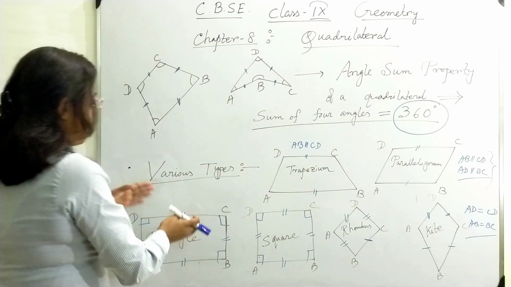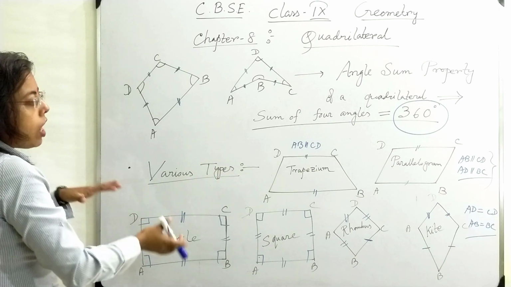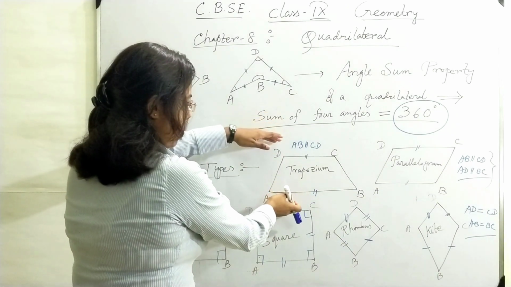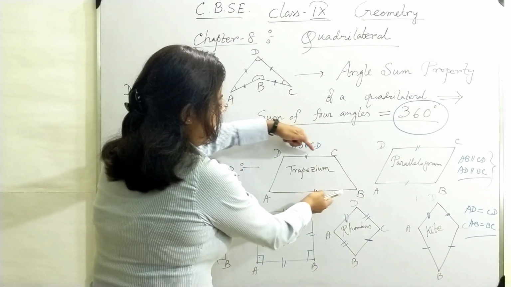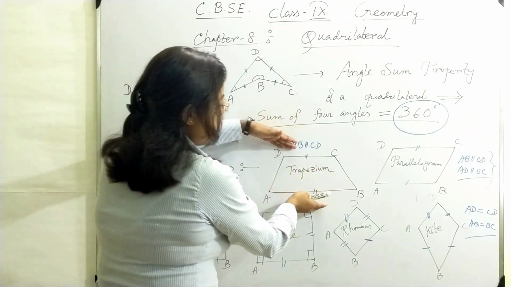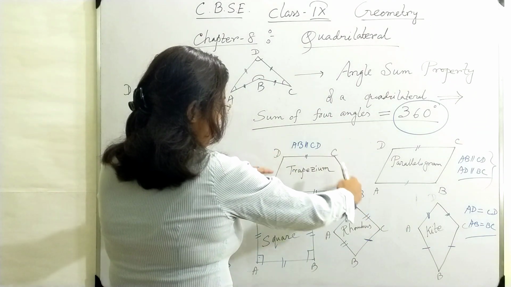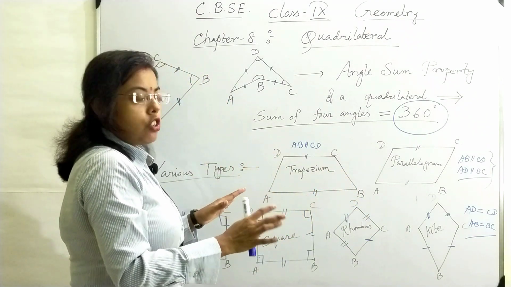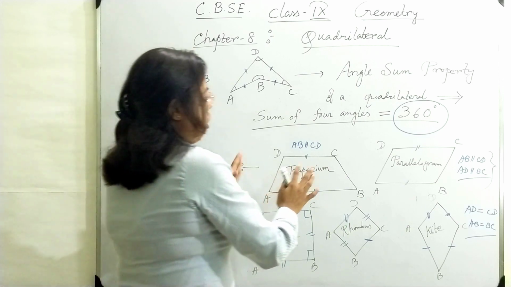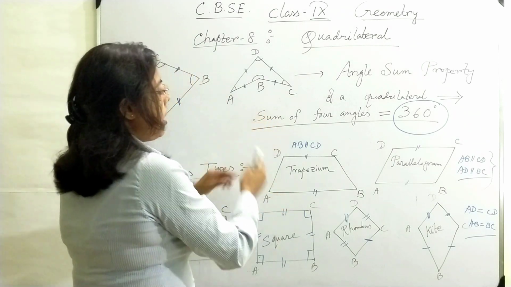Okay, and then come the various types. What are the various types of a quadrilateral? There are so many types. First, I have discussed the trapezium. What it means is that one pair of sides of this geometrical shape must be parallel in nature, and the non-parallel sides are not necessarily equal. They may or may not be equal to each other. This is a trapezium. Okay, and then we see the geometrical figure known as a parallelogram.